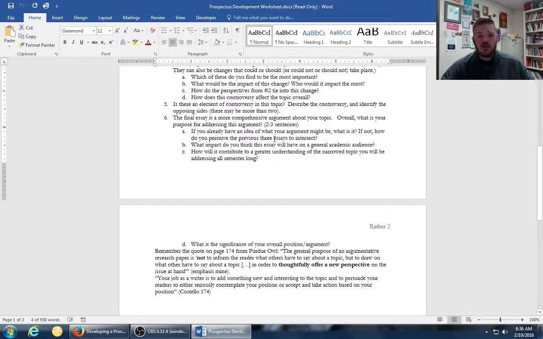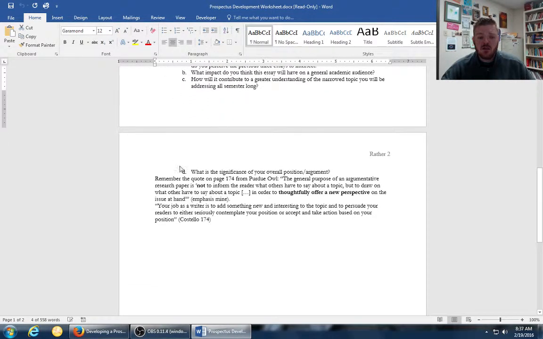You saw that in the prompt. Overall, what is your purpose for addressing this argument? Remember the quote on page 174 from Purdue Al. If you haven't read it, you can find it. The general purpose of an argumentative research paper is not to inform the reader what others have to say about a topic, but to draw on what others have to say about a topic in order to thoughtfully offer a new perspective on the issue at hand.